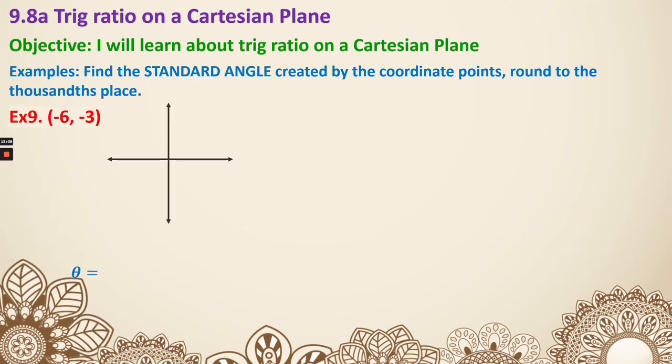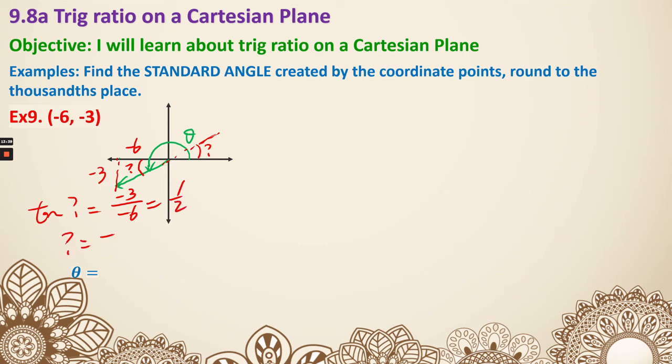Number 9, -6, -3. So -6, -3 is right there. The angle I need is here. That's my theta. But if I want to look at the triangle, that's not the triangle. The triangle is right here. This is a -3, that's -6. So I'm going to need to find this angle first. That's my question mark, because that's basically my reference angle right there. So tangent of question mark is -3 over -6.